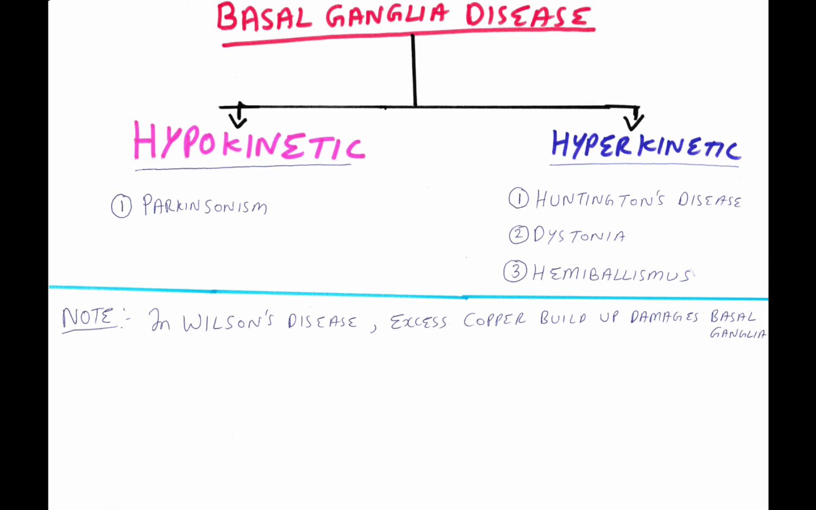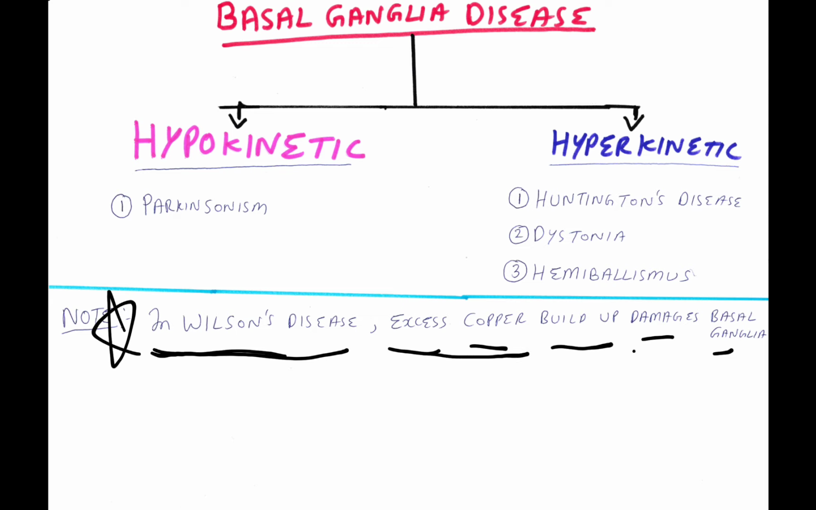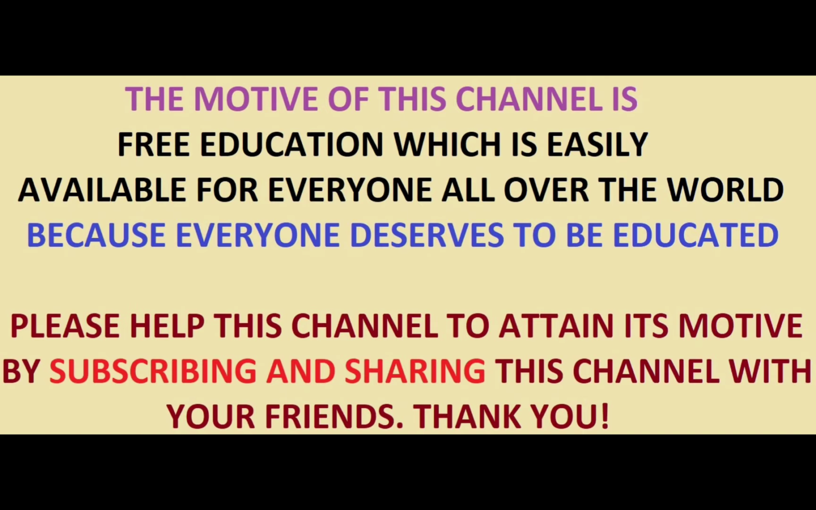Here you should also note that in Wilson's disease, excess copper buildup damages basal ganglia. This is very important. In Wilson's disease, excess copper buildup damages basal ganglia.